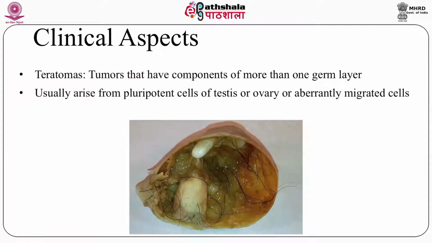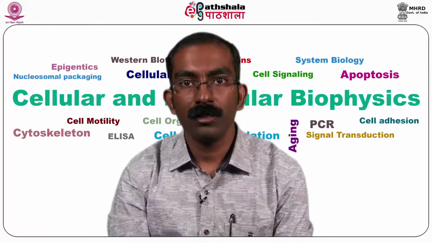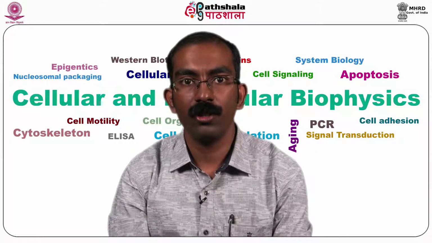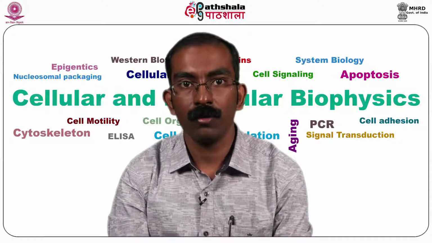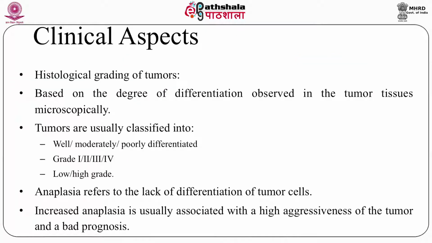Another clinical application is teratomas. Teratomas are tumors that are components of more than one germ layer. These usually arise from pluripotent cells of testis or ovary or aberrantly migrated cells. Such malignant cells have the potential to differentiate into multiple adult tissue types and can give rise to tissues like bone, hair and teeth.